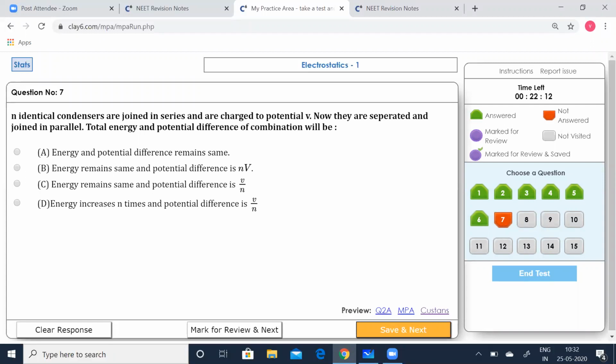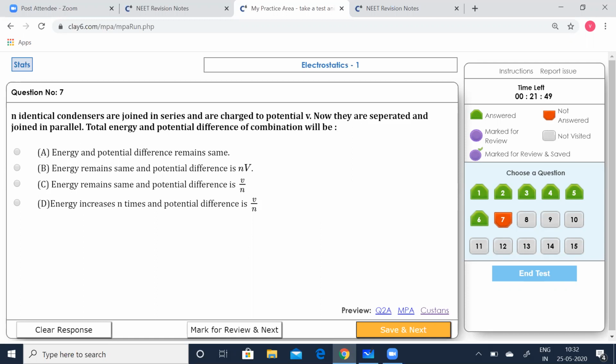N identical condensers are joined in series and are charged to potential V. Now they are separated and then joined in parallel. First, initially they were in series and then they are connected in parallel. Total energy and potential difference of the combination will be what? Okay.